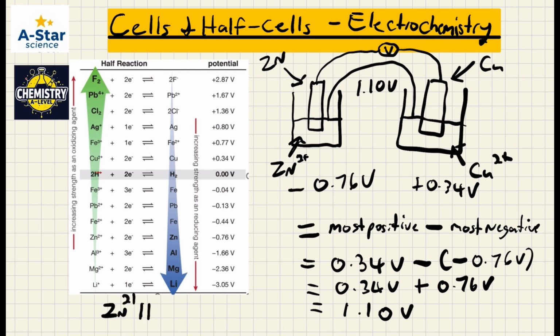And then I'm going to put the most negative on the left-hand side, which is the zinc 2 plus, and put another line like so. And I'm going to put the zinc on that side. I'll then put the more positive on the right-hand side. I'll separate it, and then I'll put the copper there. Notice that the highest oxidation states go next to the salt bridge.